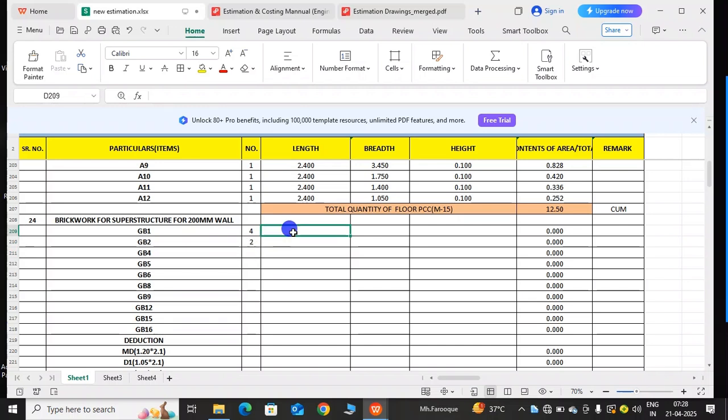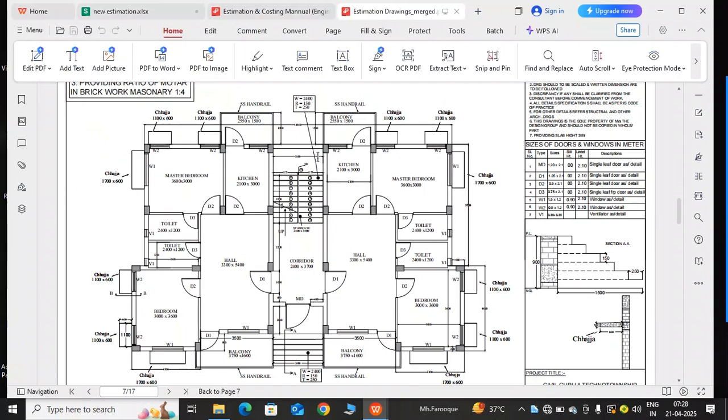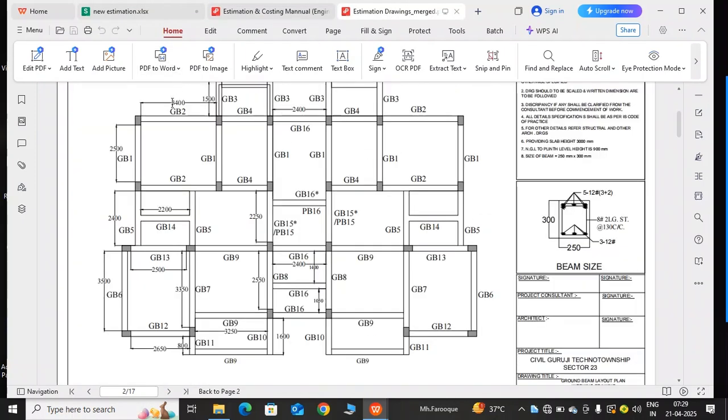Now I am coming to the length. For the length, I am coming to the ground beam plan. I am coming to the length of GB1. What is the length? 2500. And what is the width of this? The width is 250 mm because the width or breadth of the beam and wall are the same. The beam is the foundation for the wall. It is clear that they both have the same breadth or width. So that's why it is 250 mm. This is the width and 2500 is the length.